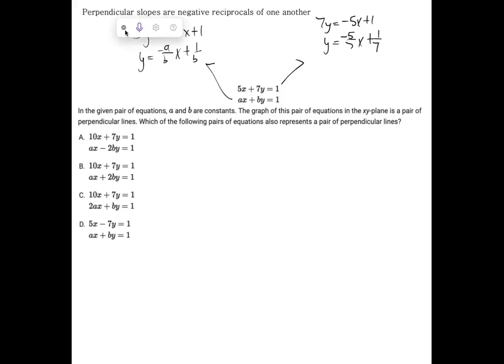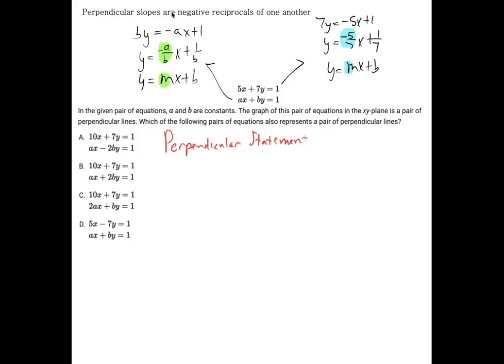So these are both in the format of y equals mx plus b. And so our slopes are negative a over b and negative 5 over 7. So now we can do what we can call our perpendicular statement, because we know that perpendicular slopes are negative reciprocals of one another.